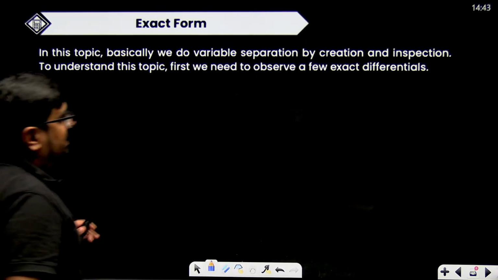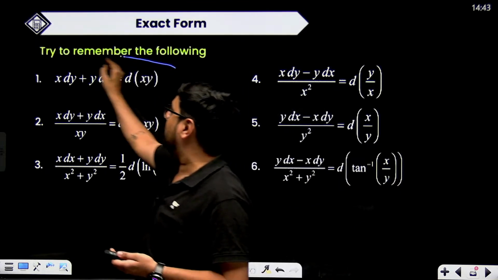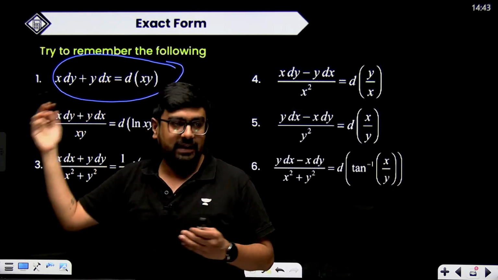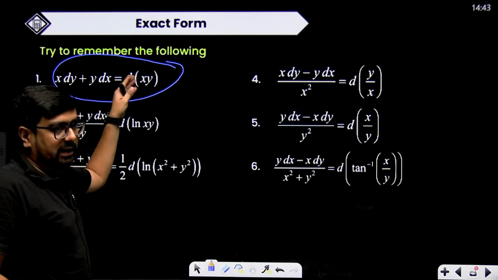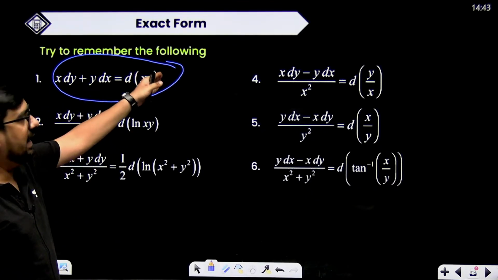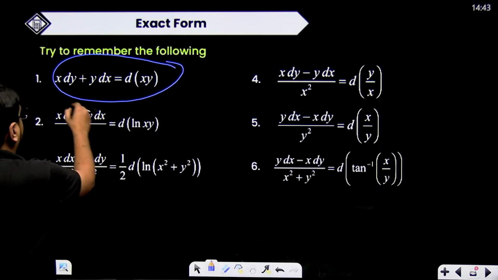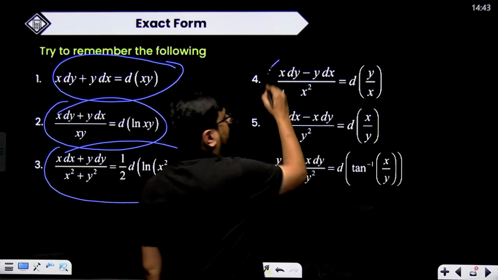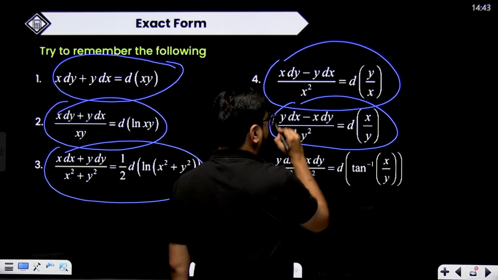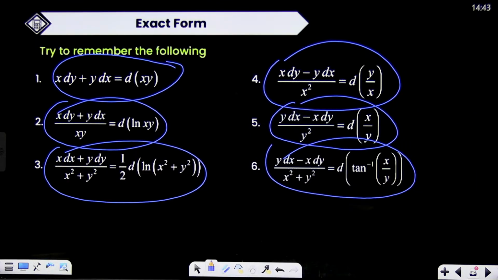Now one last thing, which is exact form. Basically if you get something in your differential equation like this, d of xy, we know how to find d of xy. D of xy is x dy plus y dx. These general forms we will have to remember. If we find these in any of the differential equations, then we'll have to apply them as they are. That's what we call exact form, right? Exact form.